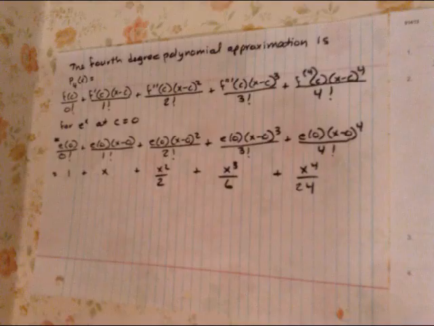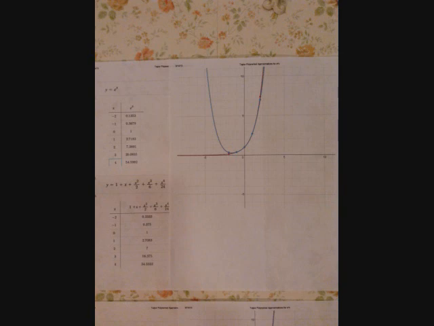The fourth degree polynomial approximation is going to add a fifth term, the fourth derivative of f at c times the quantity x minus c to the fourth power over 4 factorial, which will be e to the 0 times x minus 0 to the fourth over 4 factorial, which comes out to be 1x to the fourth over 24. So now you have an even degree graph overlaid over the e to the x graph, and they are even more closely approximated.